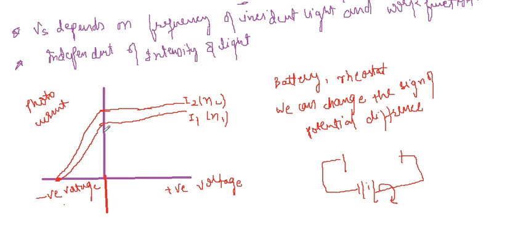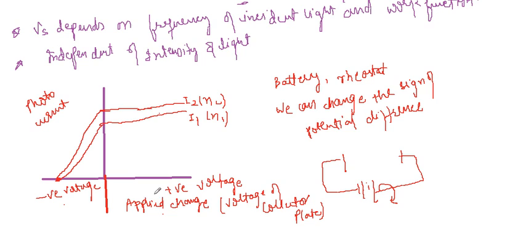Here we are applying a voltage to the collector plate. First the current was going in one direction, now we have reversed the voltage, so the electrons start going in the backward direction. The photocurrent will stop at a certain point.